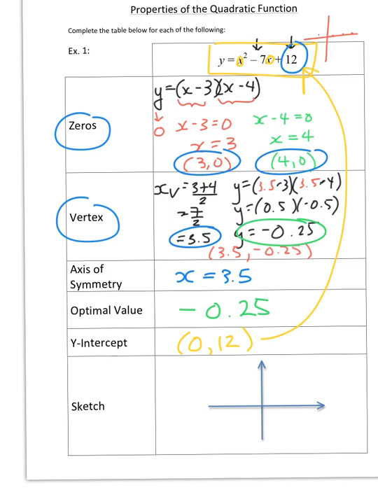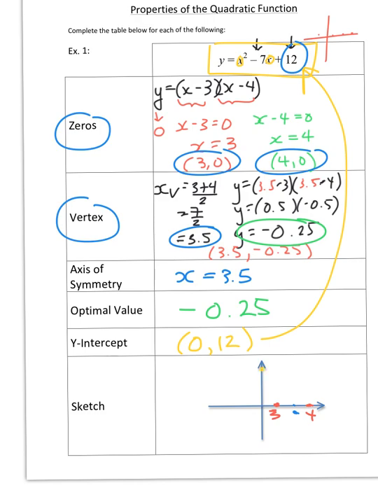Now it's asking for a sketch, so I'm going to put all this information on. It's a sketch, not a graph, so just be really careful. So I'm going to put on my zeros. I'm going to call this one, we'll say this one is at 3, and we'll say this one is at 4. I'm going to put on my vertex. It's going to be at 3.5, so right in the middle, and then down a tiny little bit. So there's my vertex, and then my y-intercept is all the way up here at the 12, and you're just going to connect the dots.